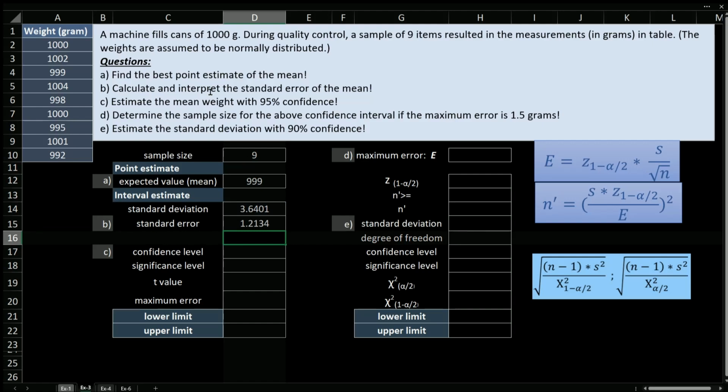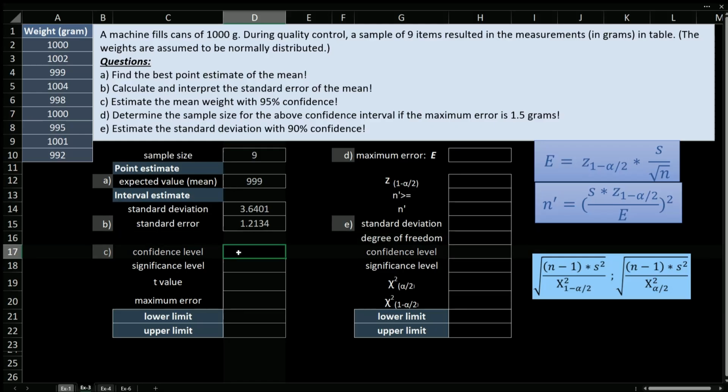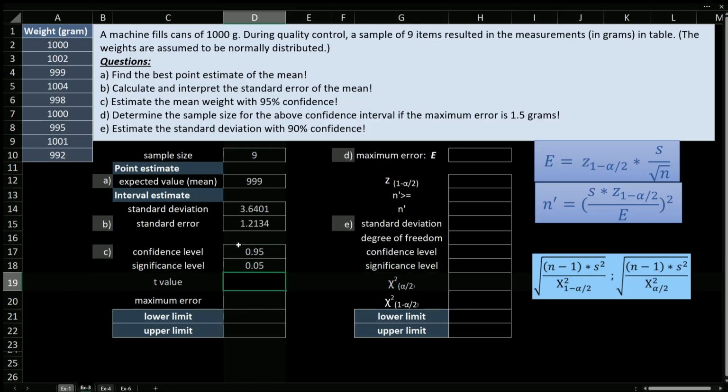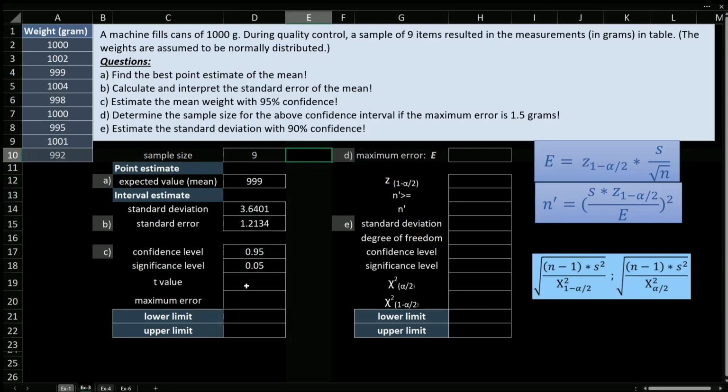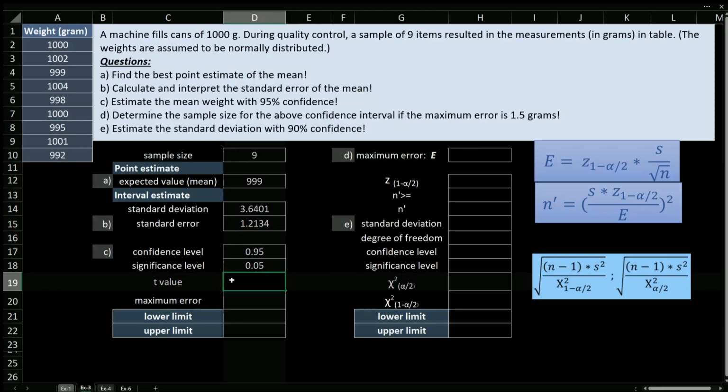Now to continue for confidence interval, we need the confidence level. So we want to give the interval estimate with confidence 95%. Confidence level is 95%. Significance level is 1 minus confidence level. Since the sample size is small and sigma is unknown, we need t-value. We have t dot inverse 1 minus alpha over 2, and degree of freedom n minus 1.